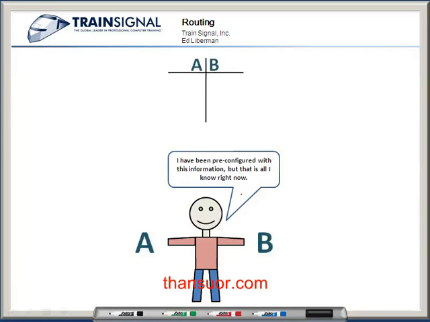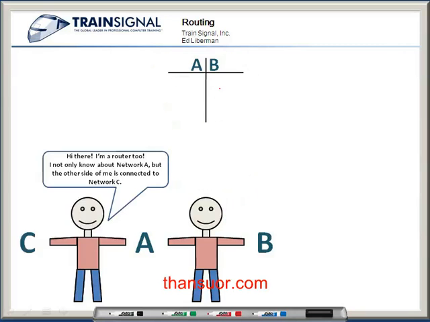So, like I was saying to you before, a router will have some pre-configured information just by being turned on. In other words, if I'm a router, you turn me on, I'm connected to these two networks, I'm going to know about network A and network B, and I'll have a basic routing table right up here that says, all right, I know about A and B, and A's over on this side and B's over on this side. Okay, that's all I know right now.